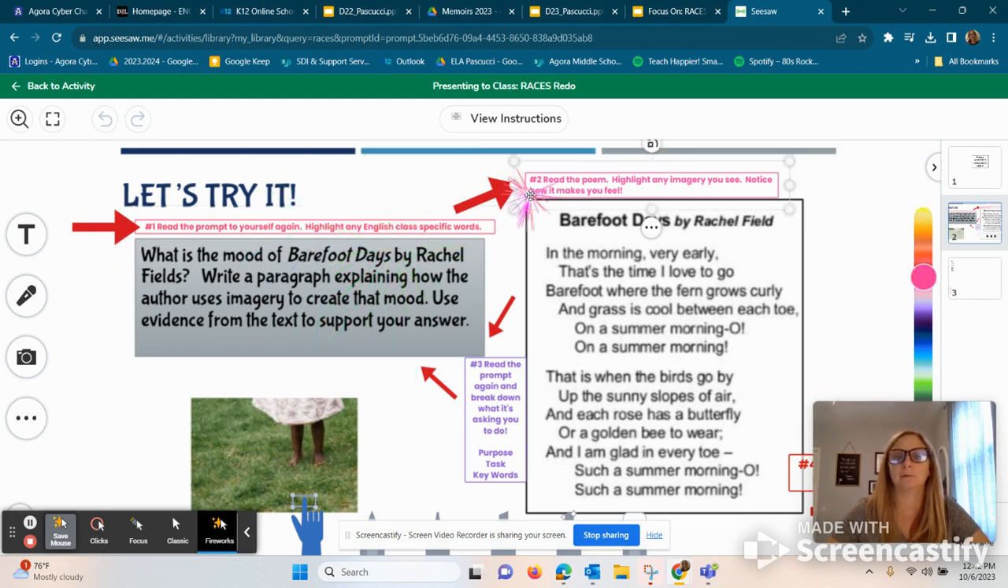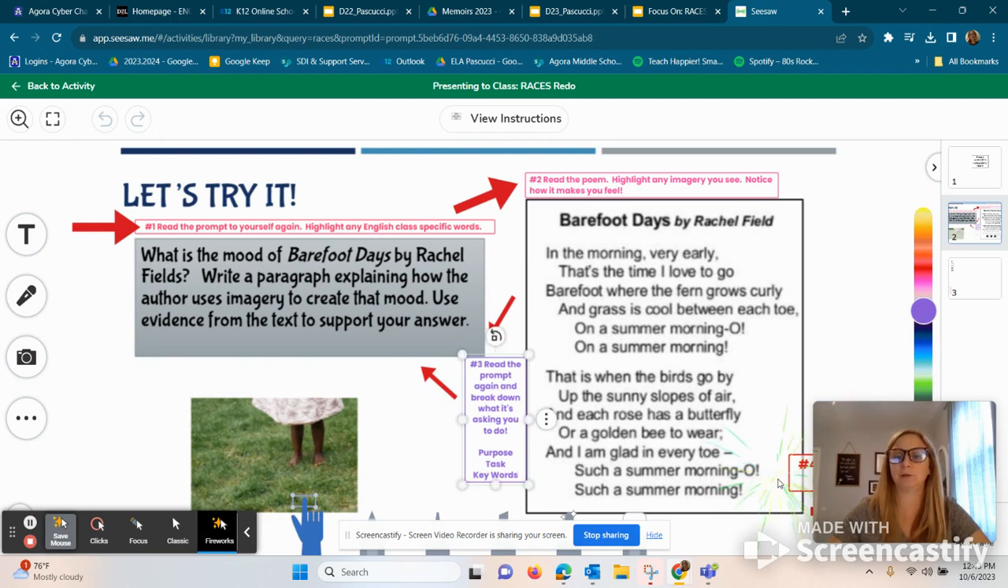Number 2, reread the poem. Highlight any imagery you see. Notice how it makes you feel. Number 3, read the prompt again. I know this is a lot of reading, but you can do it. Break down what it's asking you to do. Find the purpose, find the task, find the keywords.